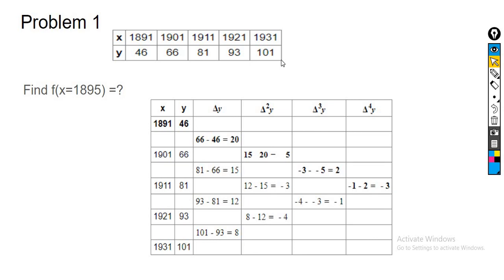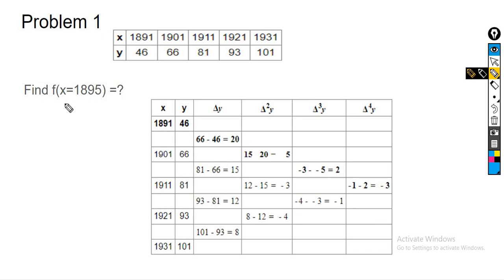Now it is expected that you calculate the value of the function at x equal to 1895. You don't have the value for 1895, you have the values for 1891 and 1901 with a gap of 10 years. But you need to predict a value which is somewhere in between these two. So how are you going to do this? We're going to use Newton's forward method. Obviously, since it is in the upper part of the table, we're going to use the forward method.